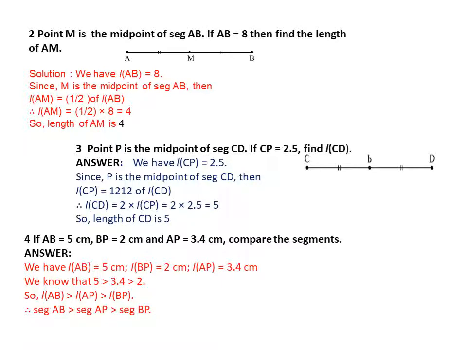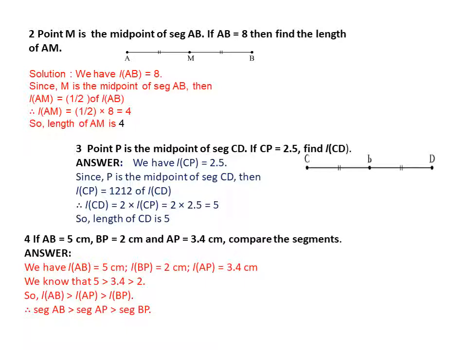Now here the second sum. What they have given here: point M is the midpoint of segment AB. If AB is equal to 8, then find the length of AM. M is the midpoint of AB. In the last lecture we saw the meaning of midpoint. Midpoint means the point which divides the segment into two equal parts. I have drawn the diagram here, segment AB, M is the midpoint. These two parts are congruent.